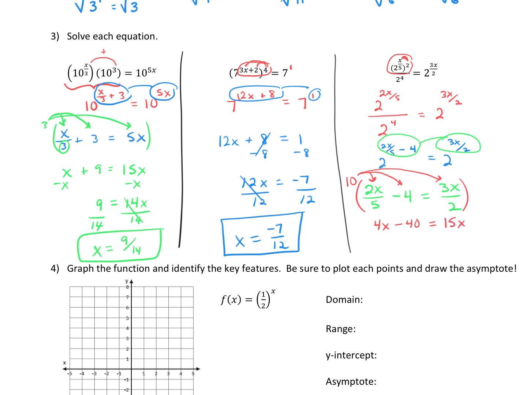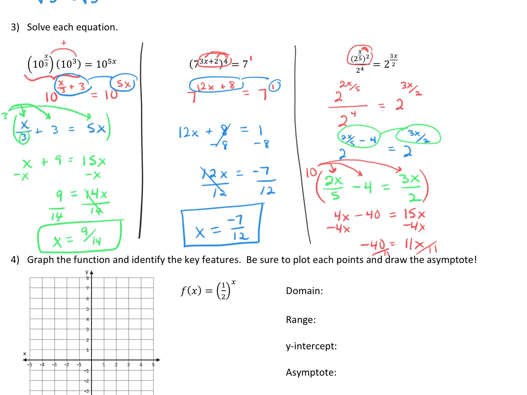All right, so solving for x, let's get these x's to the same side. So we have negative 40 equals 11x. And our last step is to divide both sides by 11. 40 does not divide by 11 evenly, so our final answer will just be x equals negative 40 elevenths.